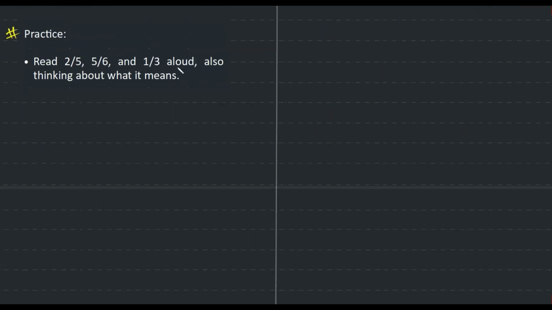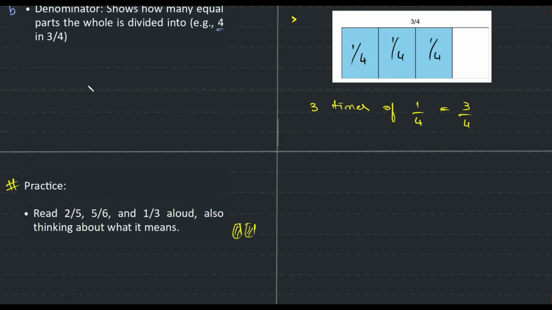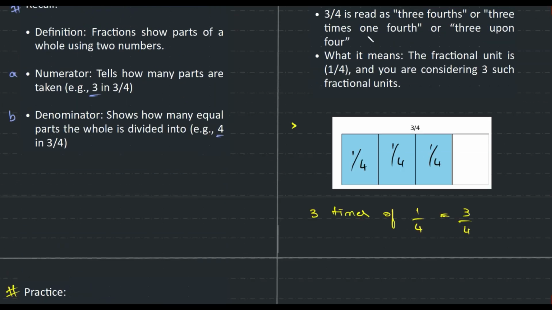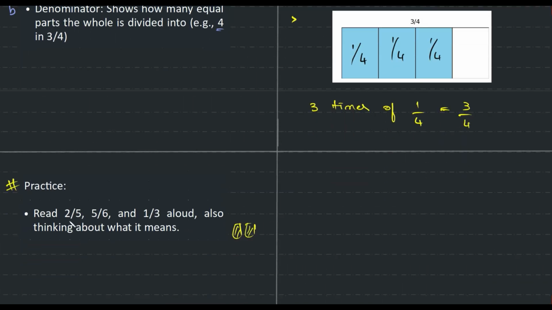Okay, so you have a few fractions over here. You can pause and read them out loud. So this is 2/5, 5/6, 1/3. Or we can also read it in the other form, that is 3 times 1/4, similar to that. This is 2 times 1/5, 5 times 1/6. This is 1 time 1/3.